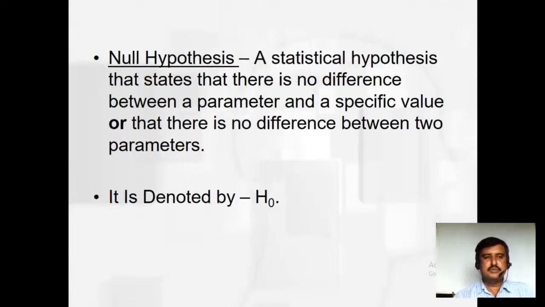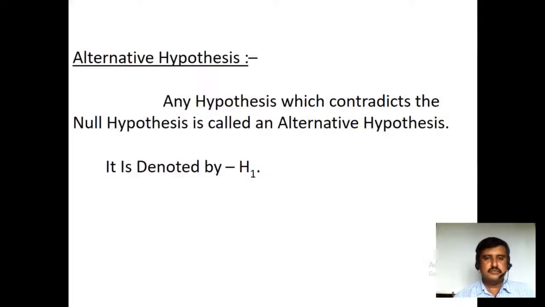A statistical hypothesis that states that there is no difference between a parameter and a specific value, or that there is no difference between two parameters, is called the null hypothesis. It is denoted by the symbol H0. The next one, alternative hypothesis. What is the alternative hypothesis? A hypothesis which contradicts the null hypothesis. That means opposite to the null hypothesis is called the alternative hypothesis, and it is denoted by the symbol H1.